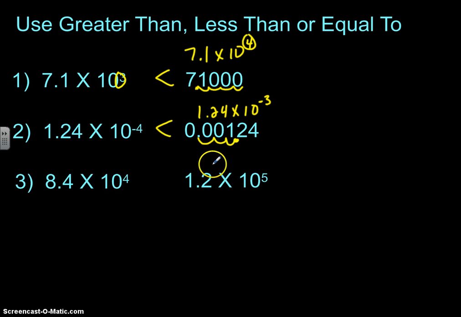Okay, now here, again, this is 8.4 and this is 1.2. Certainly this is bigger. But 10 to the 4th is smaller than 10 to the 5th. 10 to the 4th is 10,000. 10 to the 5th is 100,000. 100,000 times this is more than 10,000 times that. Bigger power wins, always. Okay, so they were all basically less than. These were all less than.